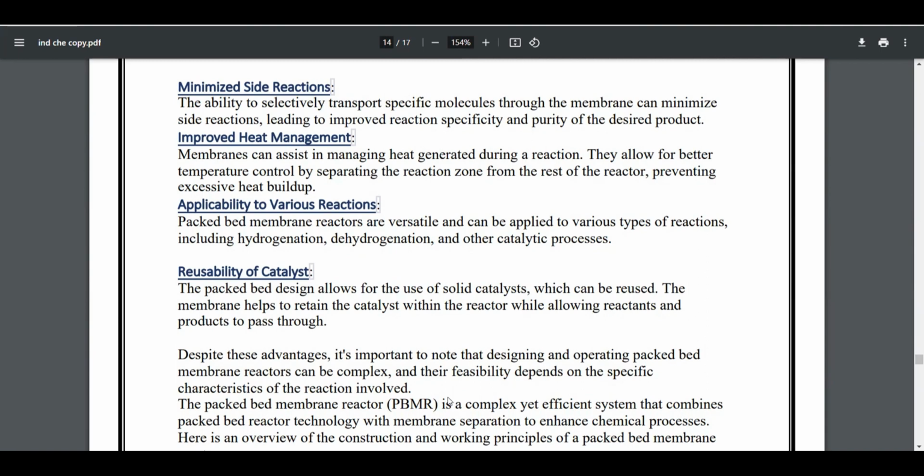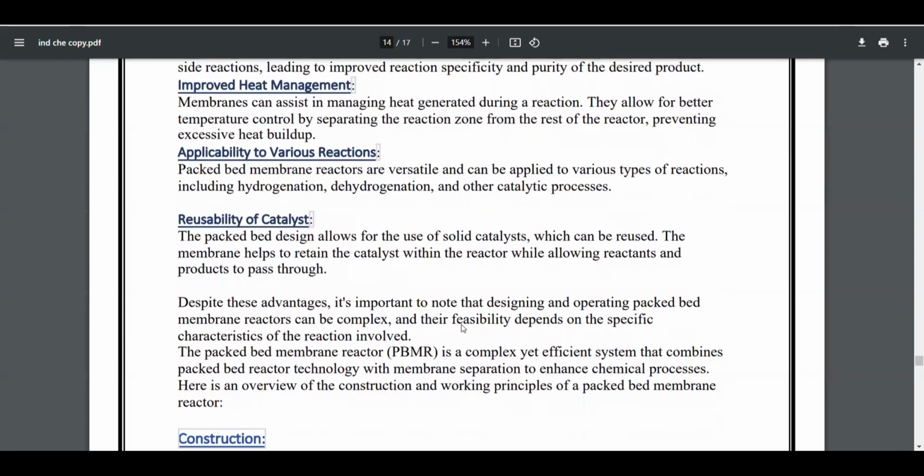The presence of the membrane also improves heat management. They allow for better temperature control by separating the reaction zone from the rest of the reactor and preventing excess heat buildup. The major advantage of the packed bed membrane reactor is the reusability of the catalyst. The packed bed design allows for the use of a solid catalyst, which can be reused. The membrane helps to retain the catalyst within the reactor while allowing the reactant and the product to pass through.